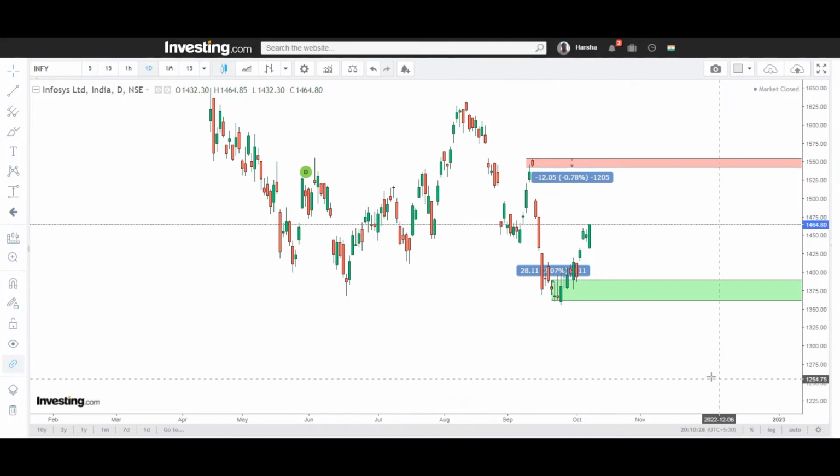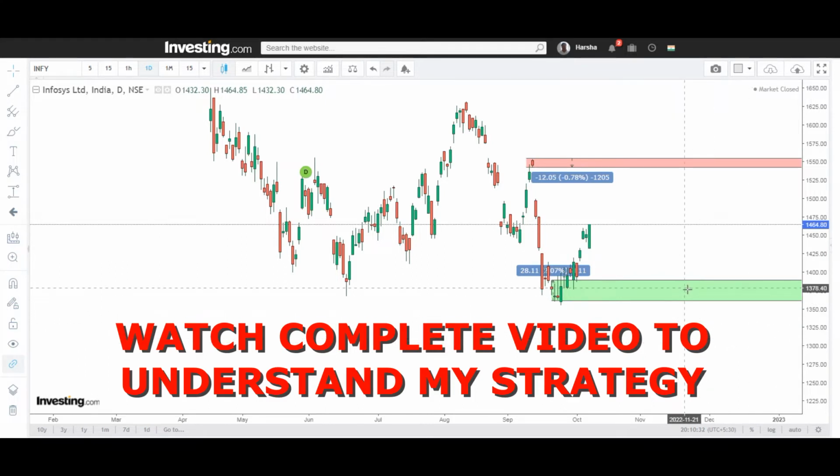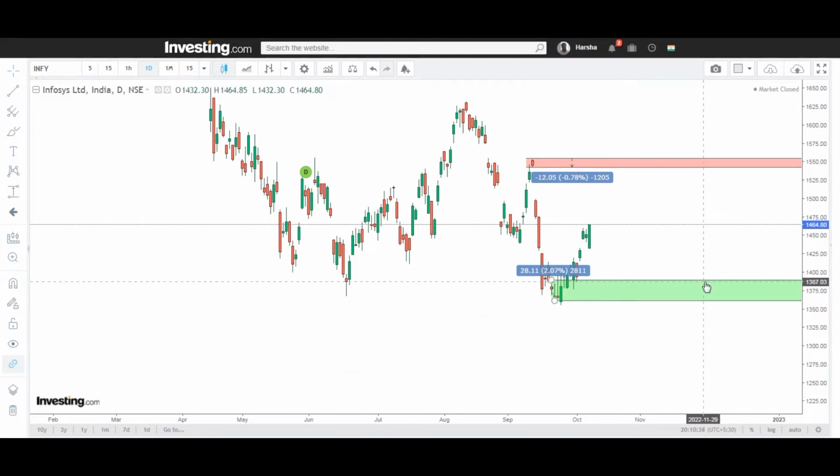So here right now we are on the daily time frame in the Infosys technical chart. As you can see, I have drawn two important lines. First thing is the downside. I'm considering that the 1387 levels to almost 1361 levels will be acting as the support for the Infosys stock, and the target will be 1543 on the monthly time frame.